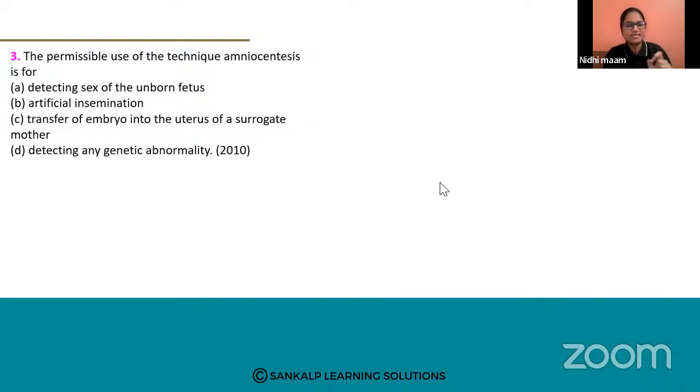The first one is detecting sex of unborn fetus, second one artificial insemination, third one transfer of embryo into the uterus of a surrogate mother, fourth one detecting any genetic abnormality. Why is it permitted? Very good.